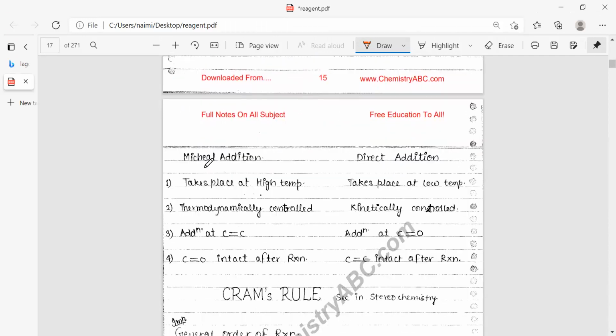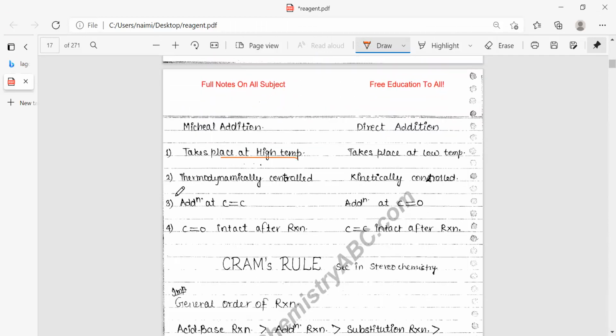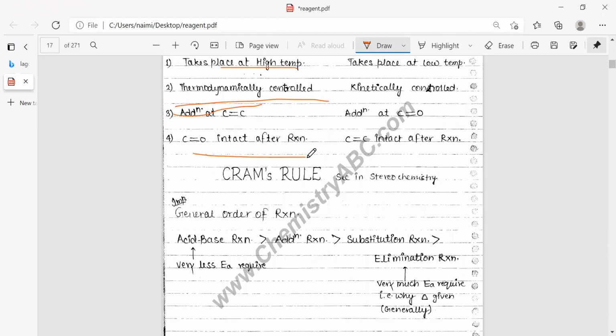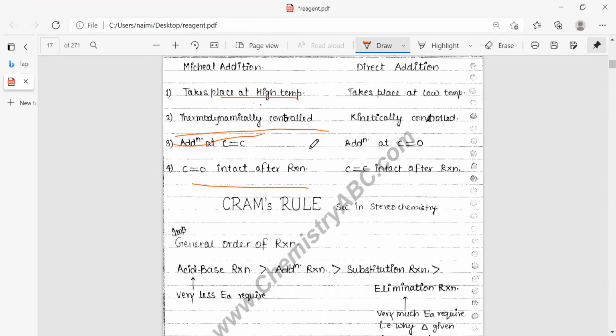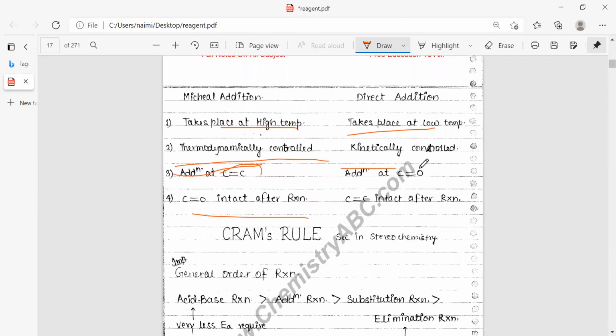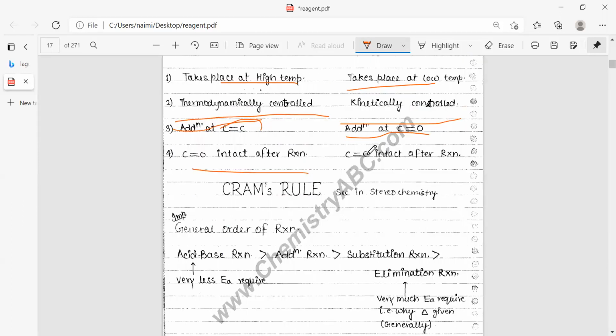Okay, so Michael addition takes place at high temperature, thermodynamically controlled, with addition at the C=C, and the C=O remains intact after the reaction. Addition will take place on the C=C double bond, and C=O does not take part in the reaction. Direct addition takes place at low temperature, kinetically controlled, addition at C=O, and the C=C double bond remains intact after the reaction, means there will be no effect on the C=C double bond, okay, if you carry out any reactions.